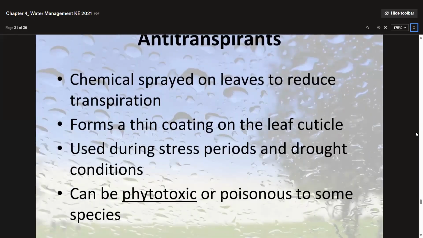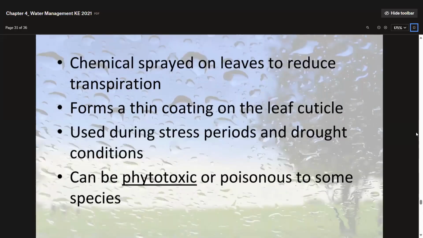Anti-transpirants, those can be used. They're chemicals that are sprayed on leaves, and they reduce transpiration. They form a thin coating on the leaf cuticle, and it's used during stress periods, right? So it's designed to keep your tree from losing too much water out of the leaves, right out of those stomata. It can be phytotoxic, which means poisonous to some species of trees. Phytotoxic is poisonous to plants. Okay, might want to take note of that.